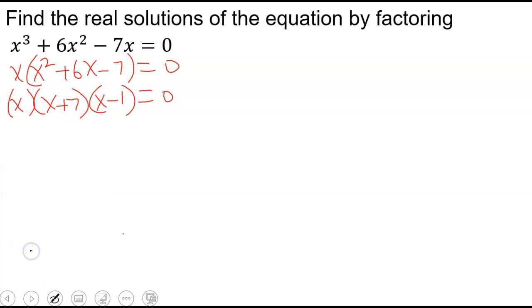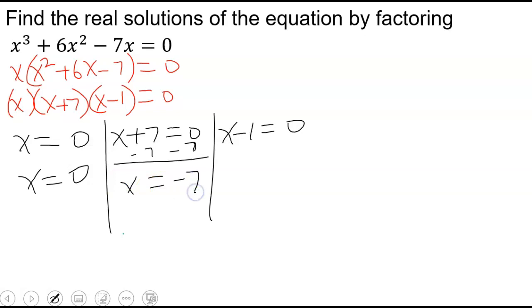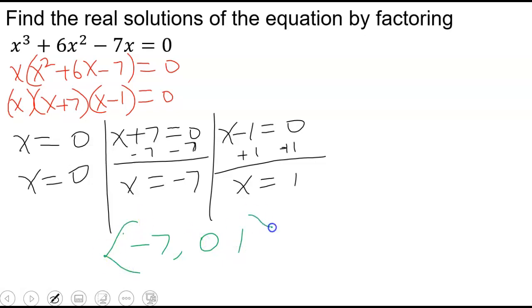So now I will have 3 factors. So x equals 0. Set each of the factors equal to 0. So x plus 7 equals 0. And x minus 1 equals 0 also. So this one is already solved. Subtract 7 from both sides. X equals -7. Add 1 to both sides. X equals 1. So those are 3 solutions: -7, 0, and 1. So that's it.